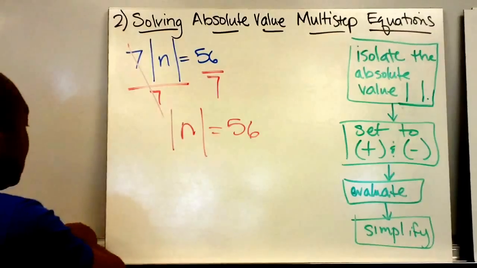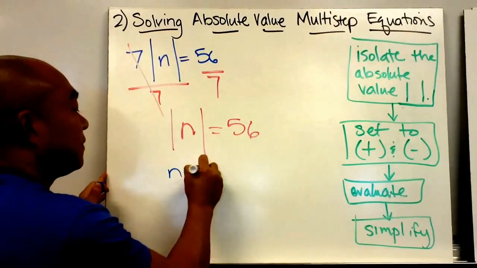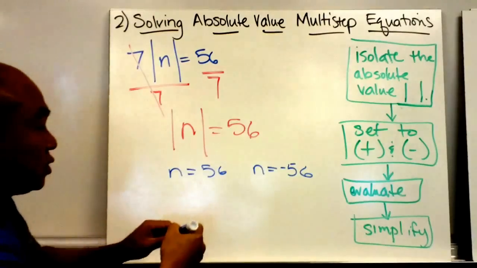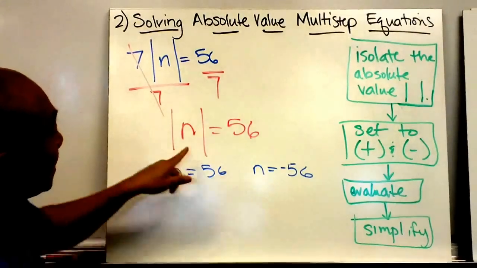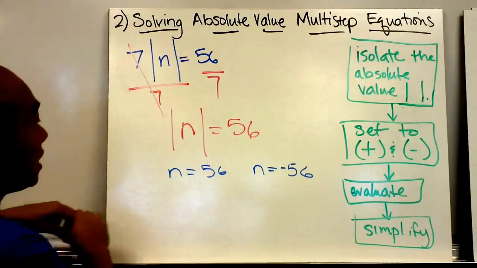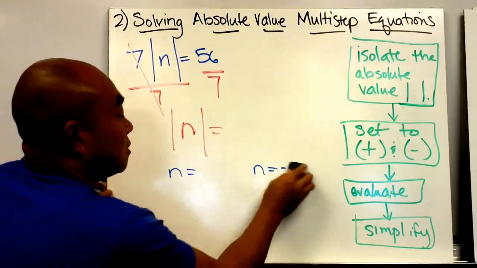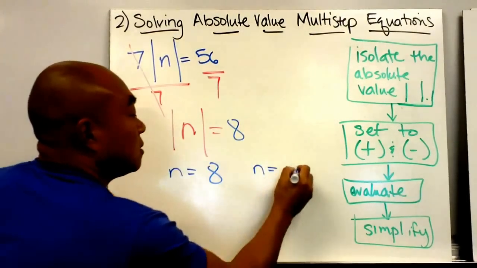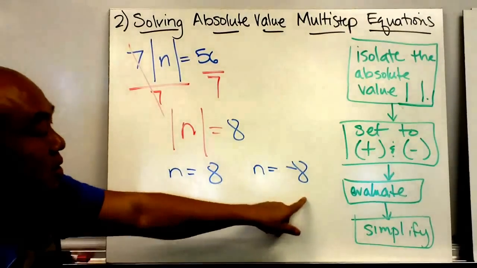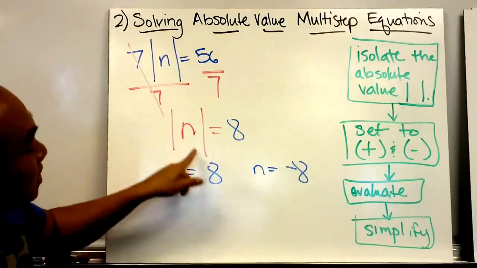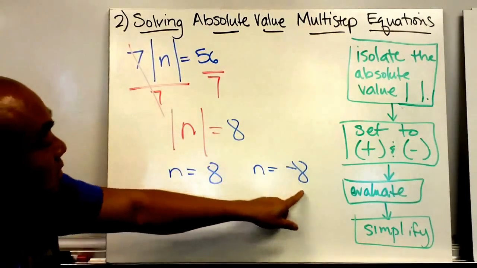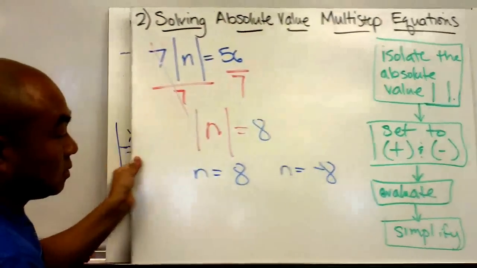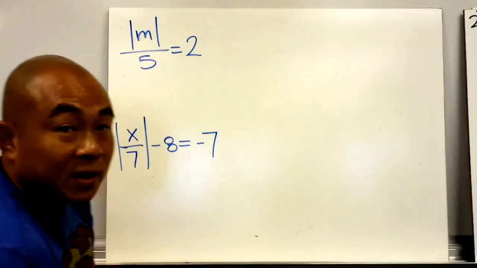So I'm going to set it up as n is equal to 56, and n is equal to negative 56. So the two numbers that I have here that can go into here, oops, I made a mistake. That should have been 8. So my two numbers that I can set up here is 8. No matter what I put in here, positive 8, it'll give me 8. Negative 8 in here, still give me positive 8. I should have kept that mistake in there.